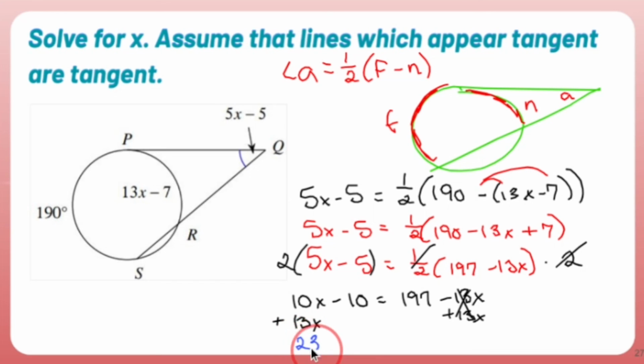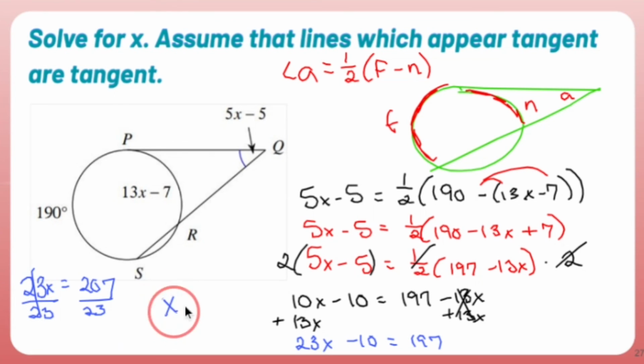23x minus 10 equals 197. I'm running out of space, so I'll write it over here, all the way to the left. 23x, if I add 10 to both sides, that gets me 207. Divide both sides by 23. 207 divided by 23. Let me think. The answer is 9, according to Siri. So x equals 9, which is what I was supposed to do.